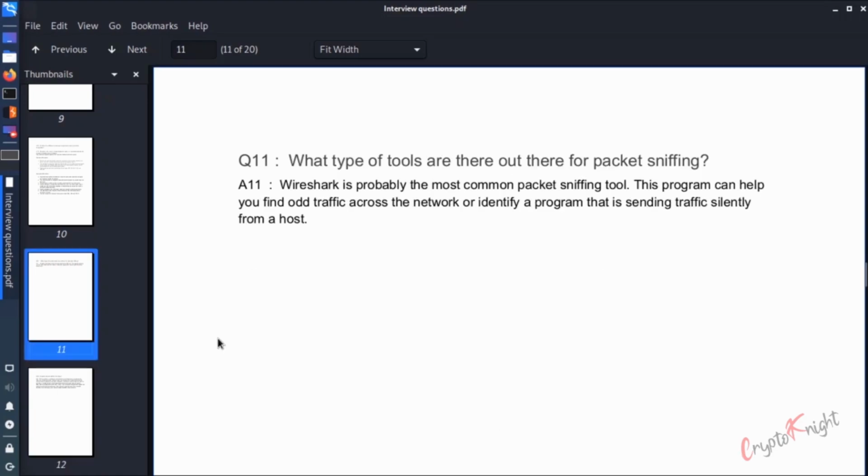Next question is, what types of tools are out there for packet sniffing? Whenever packet sniffing comes to question, you should relate to Wireshark. And Wireshark is probably the most common packet sniffing tool. This program can help you find odd traffic across network or identify a program that is sending traffic silently from the host. So this type of tools can also be used in forensics.